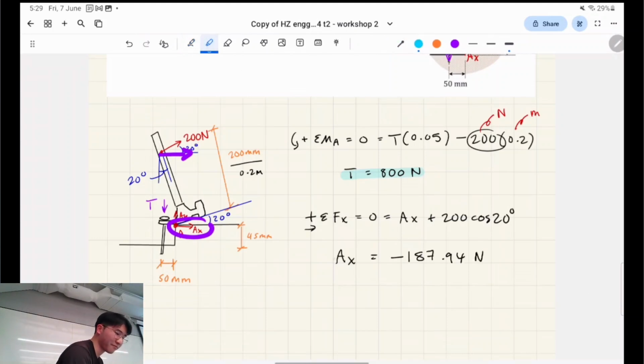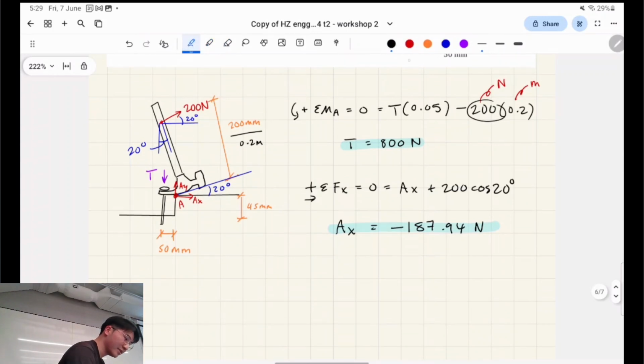What does that mean? It means we assumed wrong, but that's fine. We can leave it as a negative number. It just means that we have to know that that reaction force is actually going to the left with a magnitude of 187.94 Newtons. Does that make sense? That's how we deal with that kind of assumption.